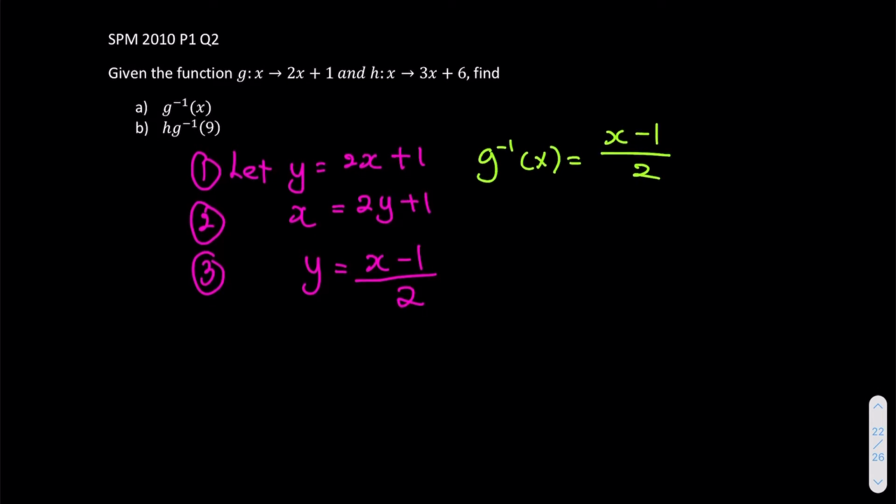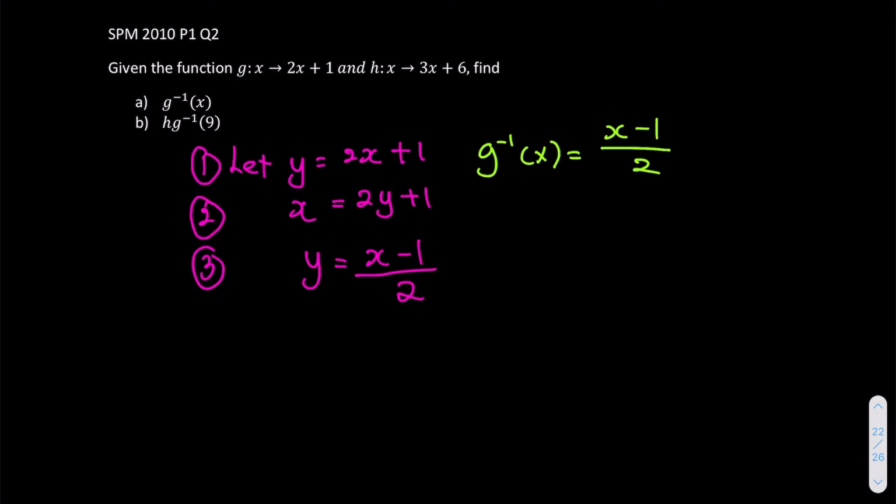So the next one, they want to find h g inverse of 9. So we do the g inverse of 9 first. So we compute this one first. We will just do it now. g inverse of 9. Why? Because we always process the function at the back first, then only we go for the function in the front.